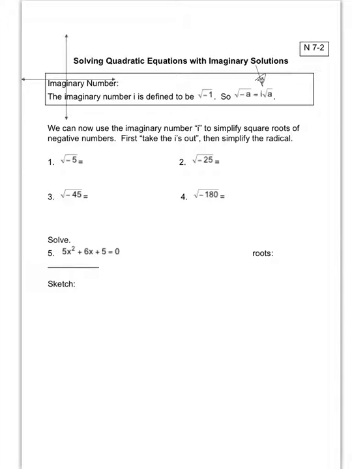We can now use the imaginary number i to simplify square roots of negative numbers. First, you're going to take the i out, and then you're going to simplify the radical. So on this first one, we're going to bring the negative out, so it'll be an i, and then we have the square root of 5. After you pull the i out, you notice it's a positive 5. 5 is not a perfect square, and we can't use the factor tree to simplify it anymore. So that would just be your answer there.